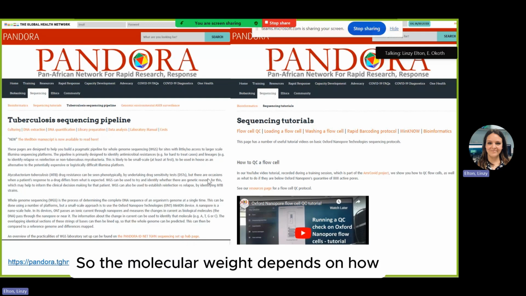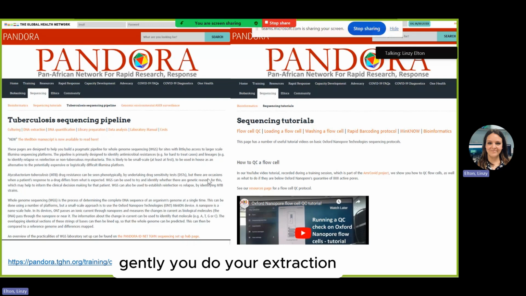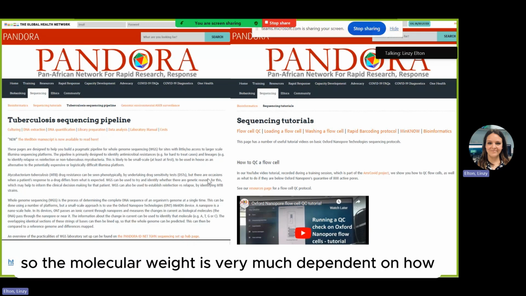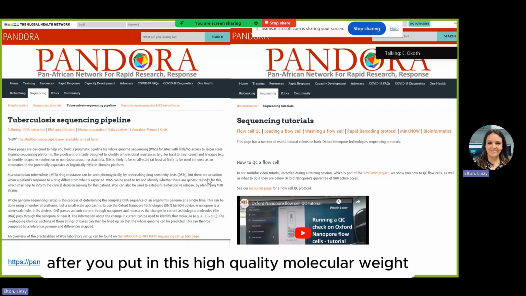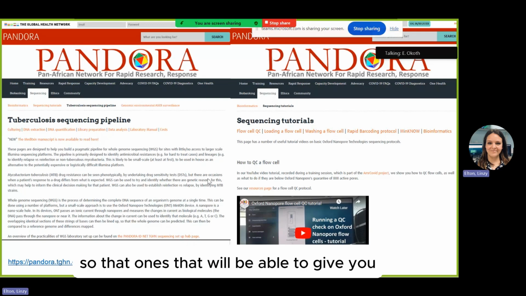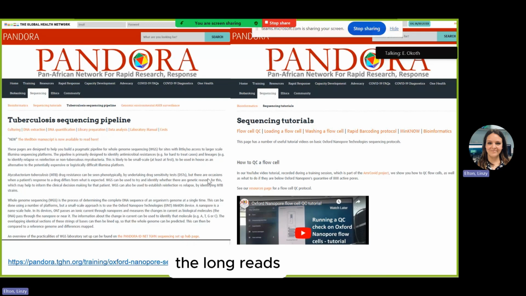So the molecular weight depends on how gently you do your extraction. If you pipette it really aggressively, or you vortex it aggressively, then you are going to break down the DNA. So the molecular weight is very much dependent on how gently you treat your DNA. Okay, and then after you've gotten this high molecular weight DNA, they're the ones that will be able to give you the long reads.